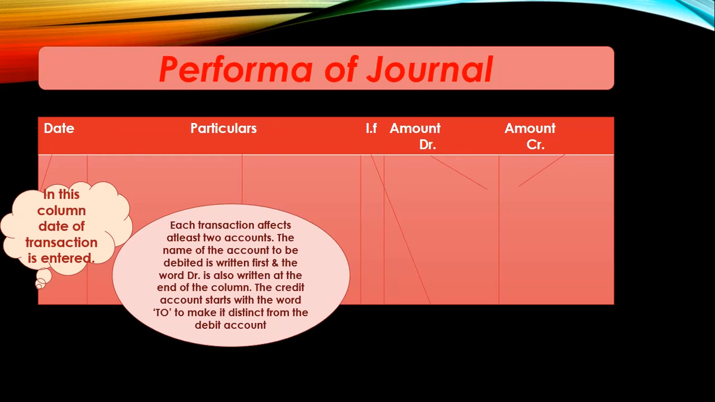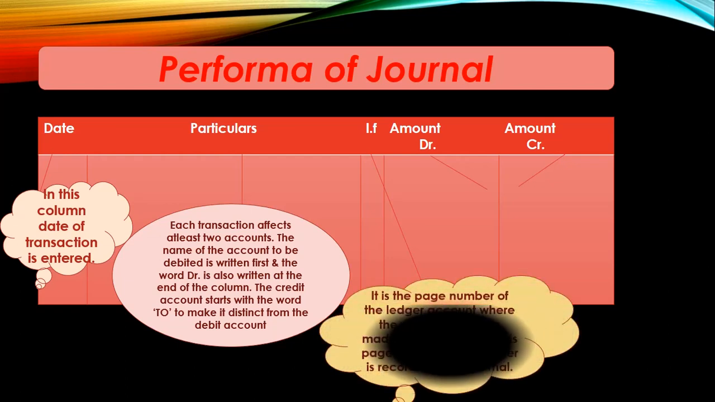Just take an example. Purchases account debit to cash account. Purchases account and the word debit is also written at the end of the column. The credit account starts with the word 'to' to make it distinct from the debit account. Means to cash account.